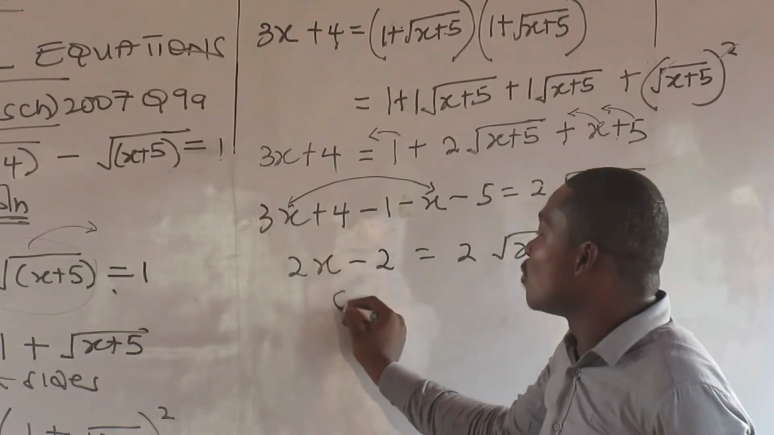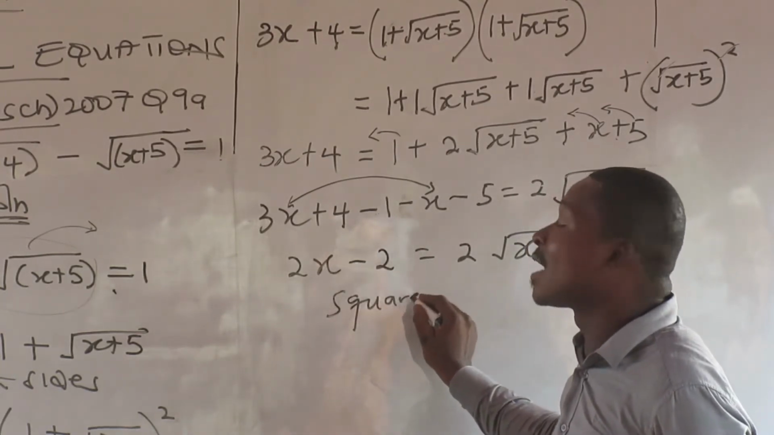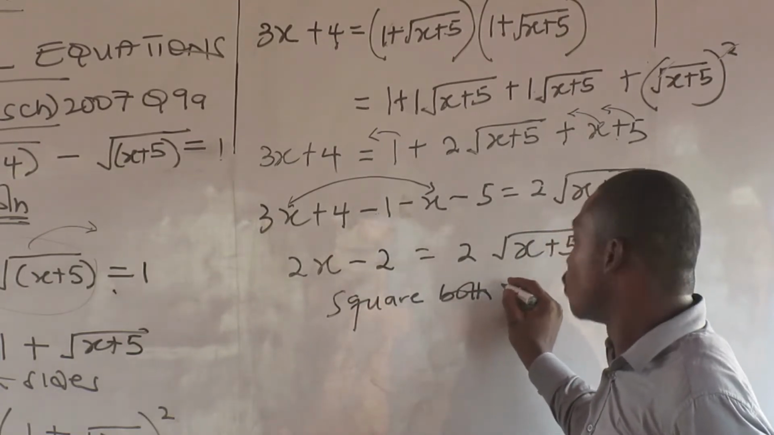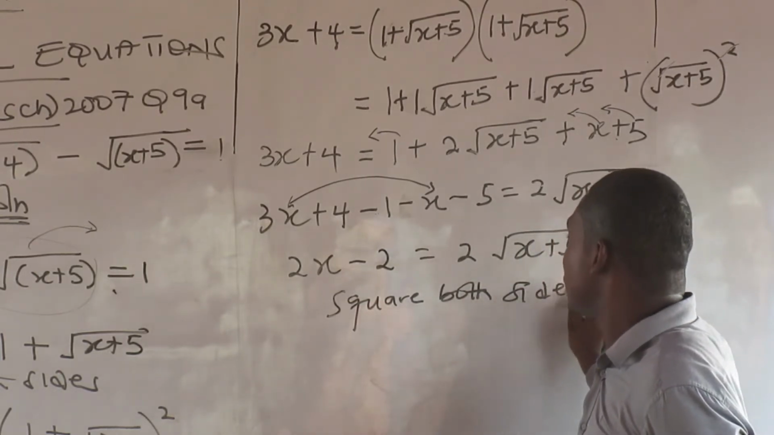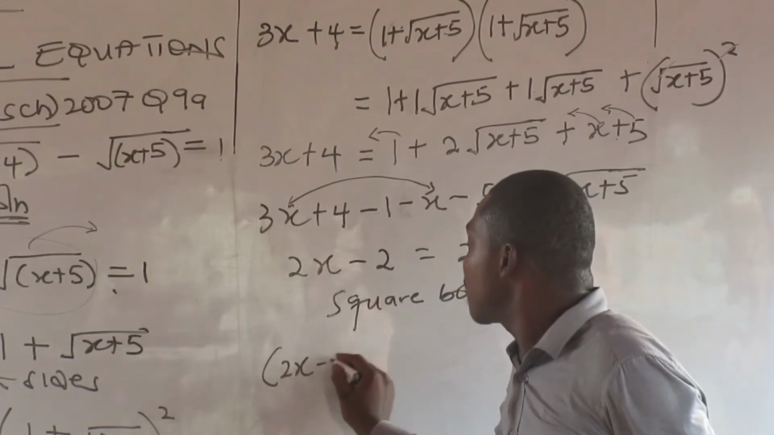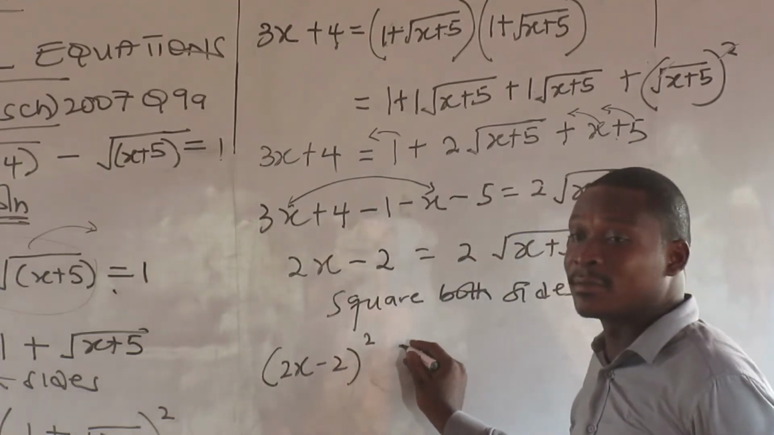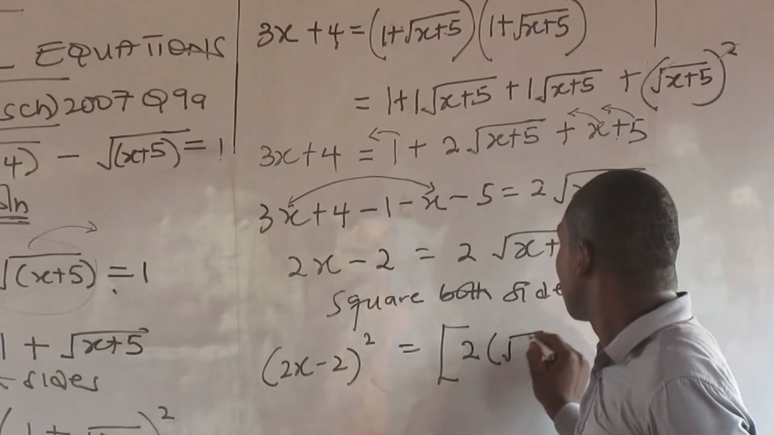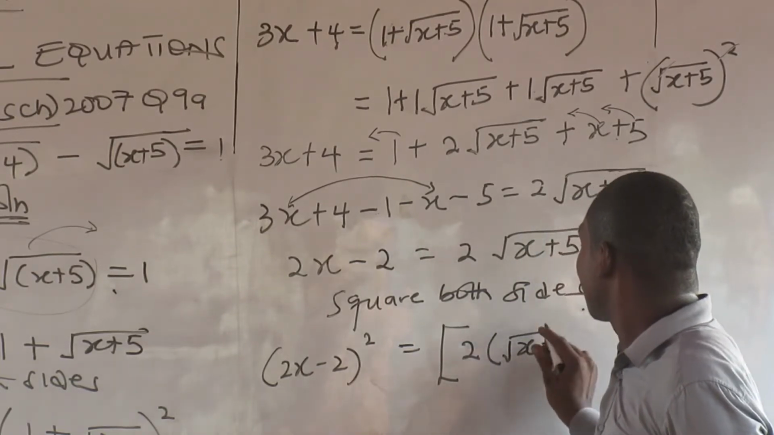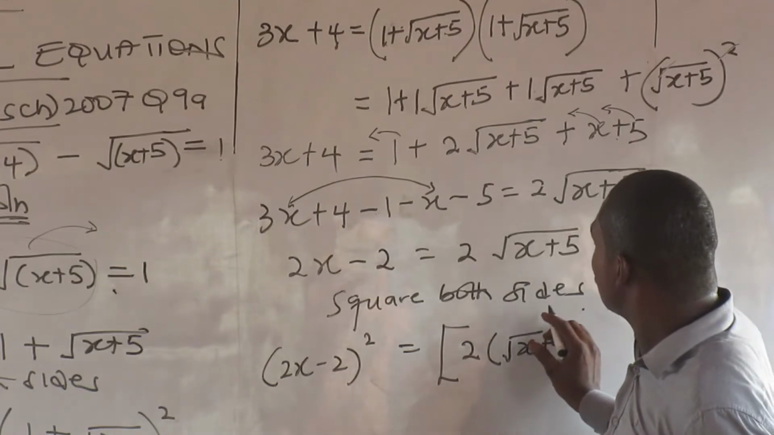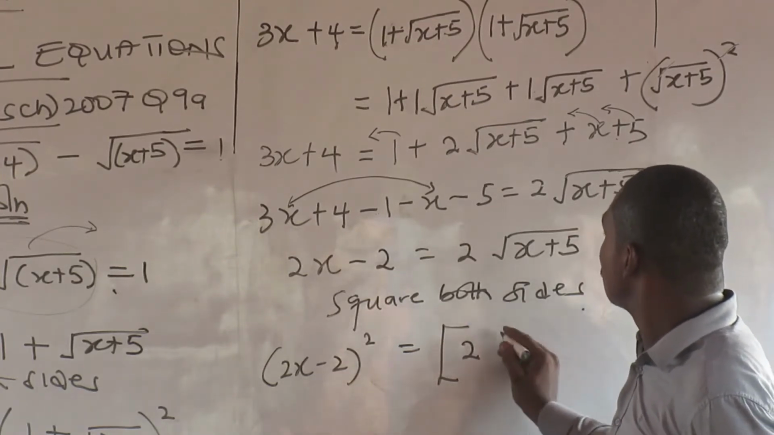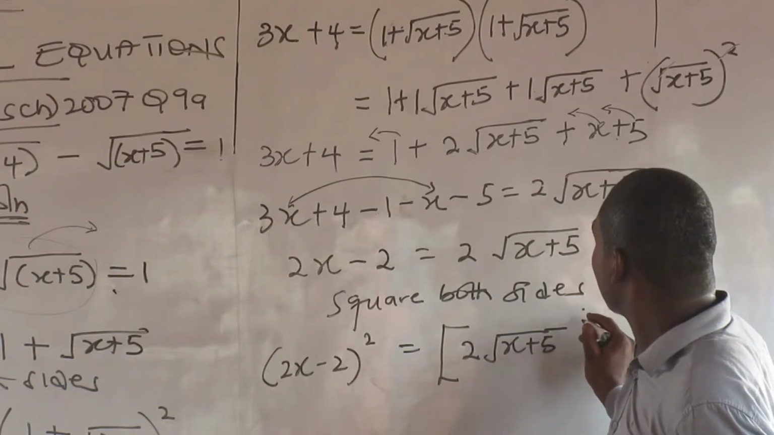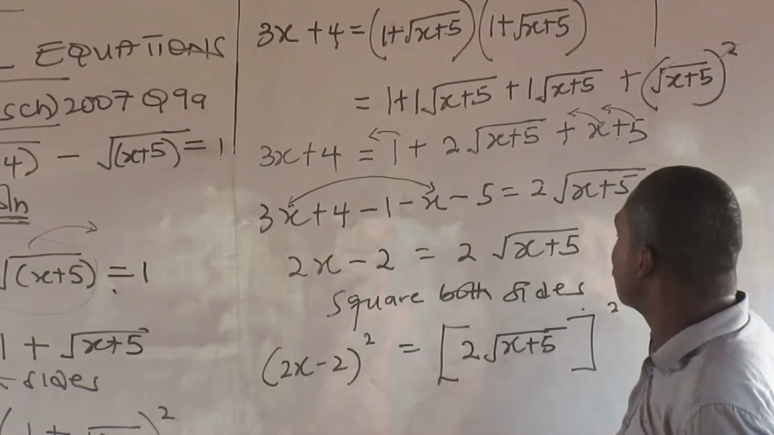I'll square both sides again. You square as many times as possible, right? So the root disappears. You keep squaring. Square both sides. Now that is 2x minus 2 all squared. Now that is 2x plus 5 all squared.